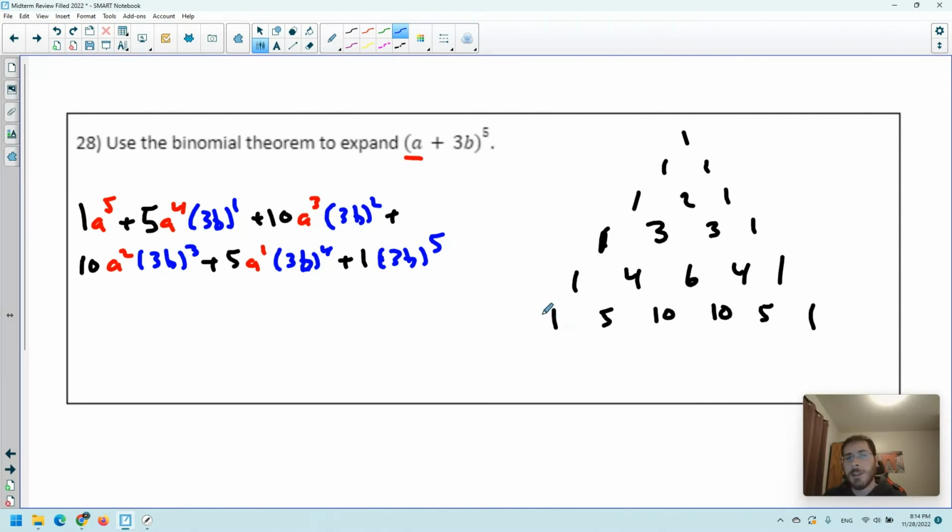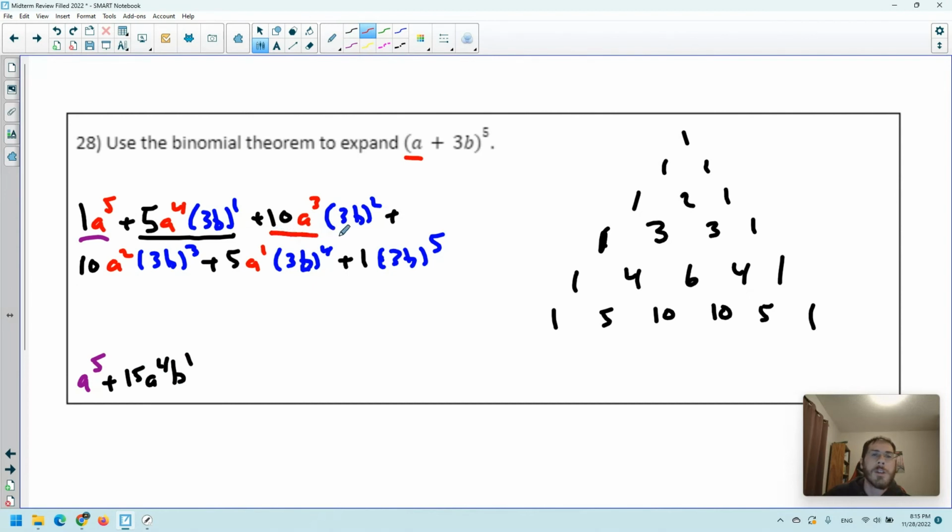Now, this isn't the final answer because we still have all these coefficients that we can simplify. So let's do that. We get 1a to the 5th, which I don't need to write the 1, so let's make this really simplified: a to the 5th. Next one here, I've got 5 times a to the 4 times 3b to the 1st. So that would be 5 times 3 to the 1st, which is 15, because 5 times 3 is 15. a to the 4th, b to the 1st.